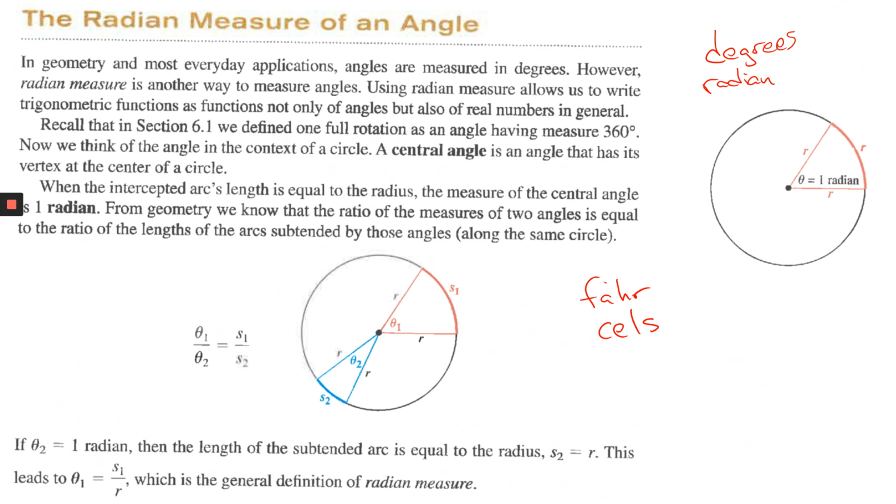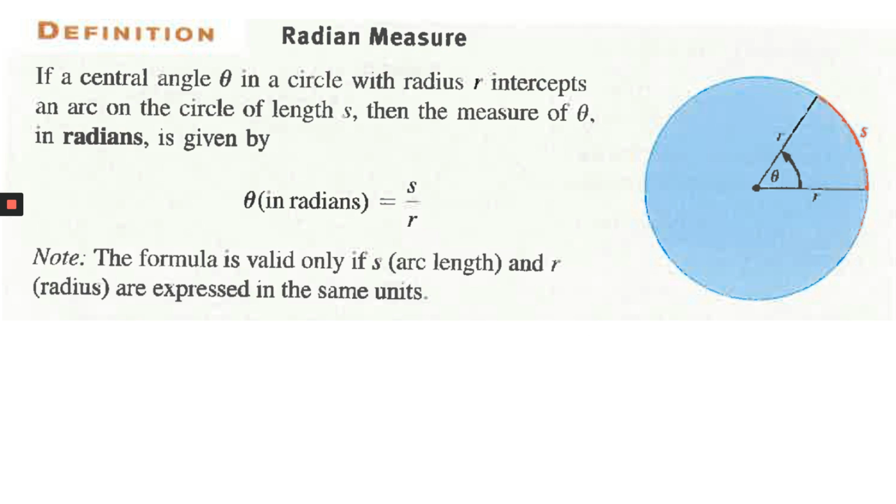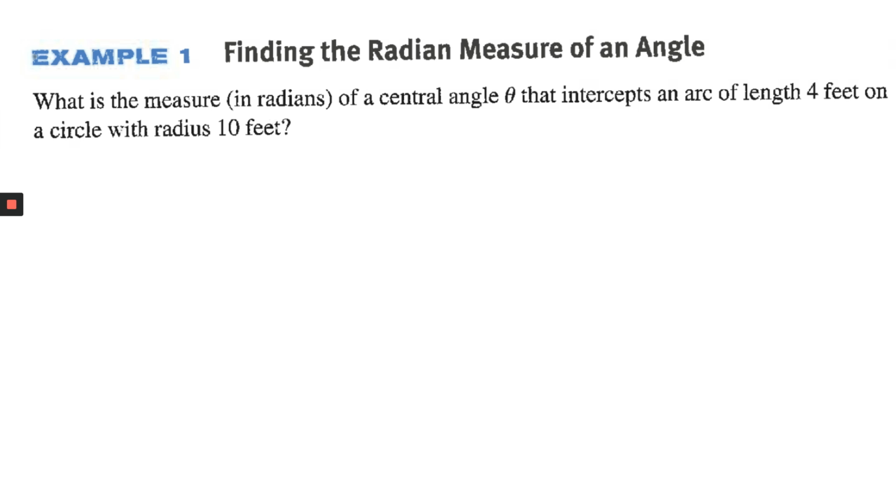So the definition of a radian: 1 radian is the angle measured out when the radius is the same as the arc length. So theta in radians is equal to the arc length divided by the radius. That'll be our first definition for radian measure. So let's find the radian measure given a couple things. This is fairly straightforward. Theta equals S over R.